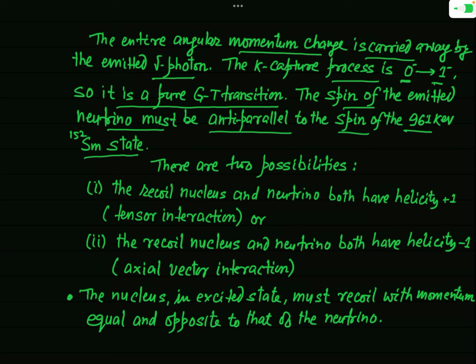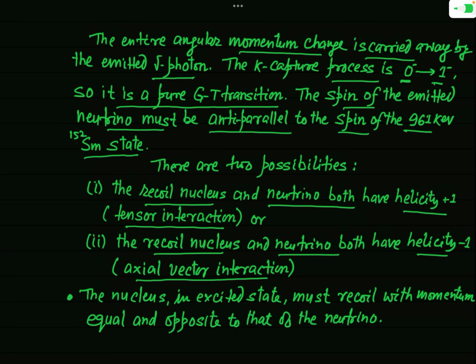All these things I have just explained. I am just giving the reading for your convenience, so you should note down these things in your notebook. Now, as I have told you, there are two possibilities. In the first possibility, we say that the recoil nucleus and the neutrino both have helicity +1, and then you say that the interaction is tensor interaction. Or in the second possibility, we say that the recoil nucleus and the neutrino both have helicity -1, and this is the case of axial vector interaction.